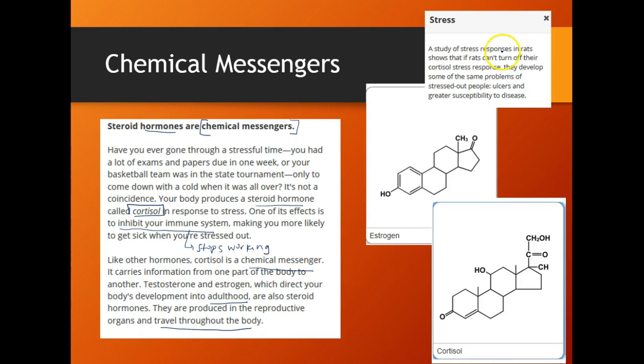A study of stress responses in rats shows that if rats cannot turn off their cortisol stress response, they end up developing some of the same problems that stressed out people have, such as ulcers and greater susceptibility to disease, which again is because of that decreased immune system.